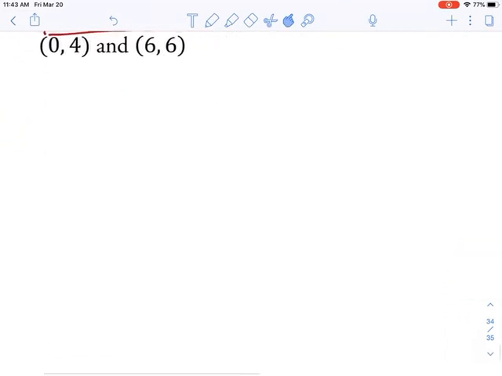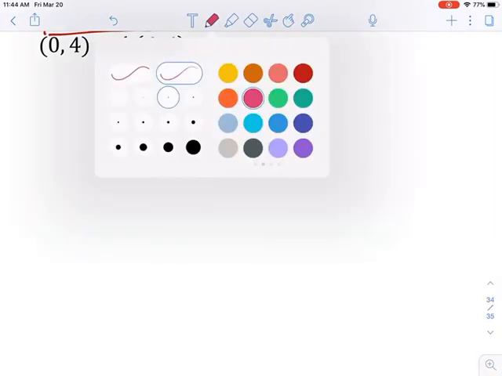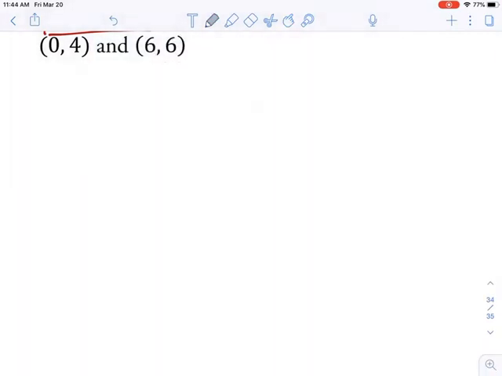Okay, so 0, 4, and 6, 6. So I'm going to start with my distance again. Again, you can do this in either order. I don't care at all. Okay, so we're going to have d squared is equal to x2, so that's 6 there, minus x1, which is 0, all squared, plus y2, which is also 6, minus y1, which is 4, all squared.